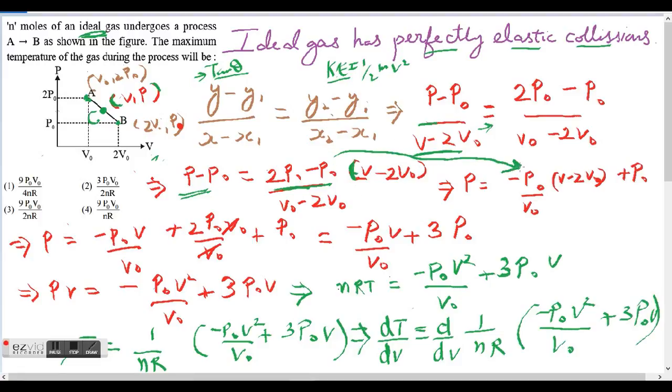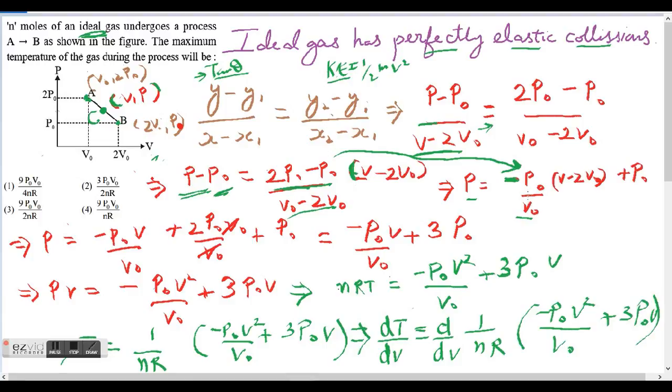Now what is 2P0 minus P0? It is P0, right? So I'm gonna write P0 here. And then what is V0 minus 2V0? V0 minus 2V0 is negative V0. So I'm going to write V0, and then I'm going to take the negative sign over to the numerator side, right? So that is now minus P0 over V0 multiplied by V minus 2V0, and then I have taken this negative P0 on the other side to get plus P0. I hope that makes sense.